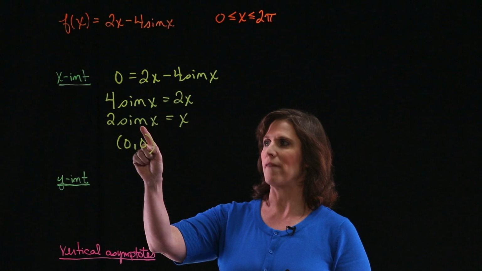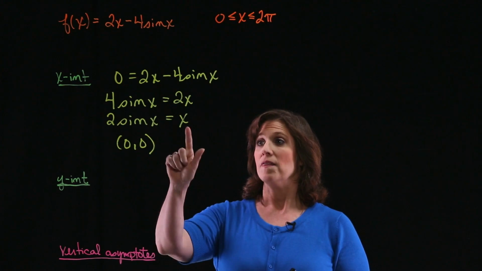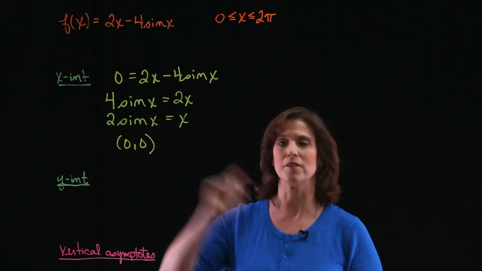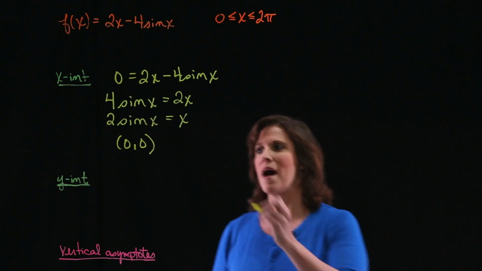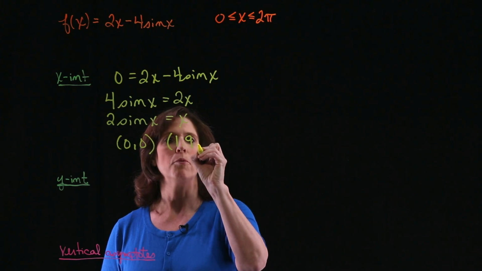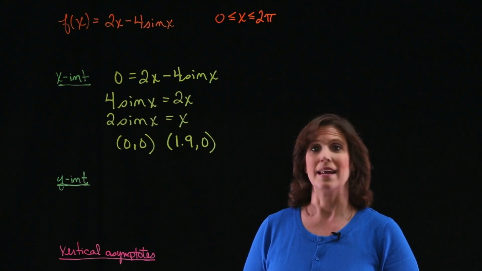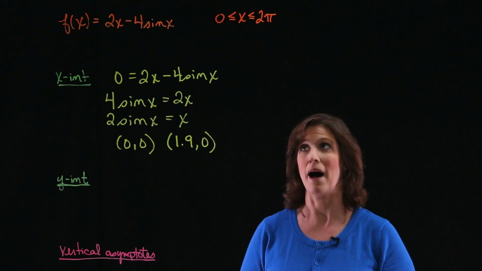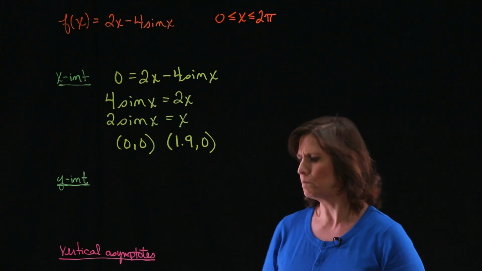If you take a look at the graph of 2 sine x and the graph of y equals x, this line intersects the sine curve in 2 locations. One of them is (0, 0). The other one, if you use a numerical method, you can find out that it's going to intersect at approximately 1.9. So I have another x-intercept at 1.9. And again, there are going to be other spots, but I'm only interested in what's happening between 0 and 2 pi. So between 0 and 2 pi, these are the only 2 x-intercepts.